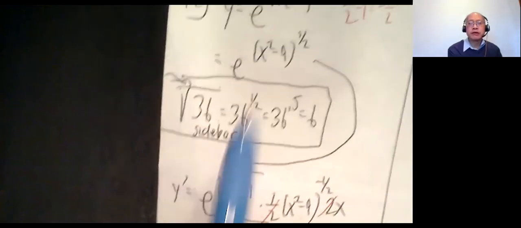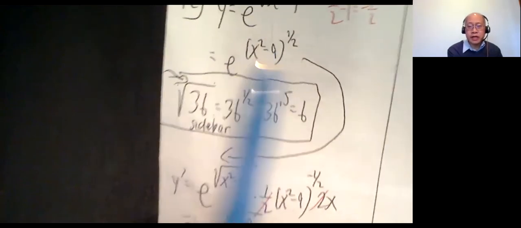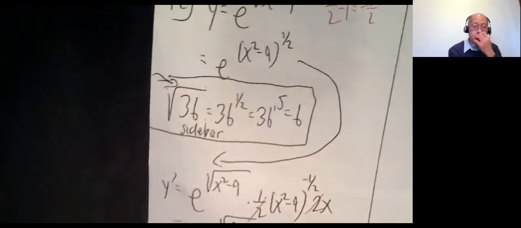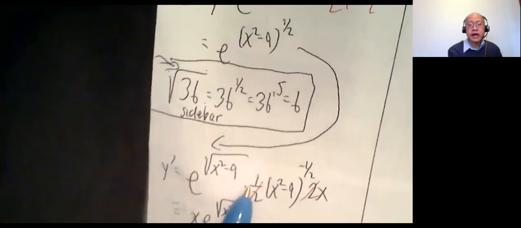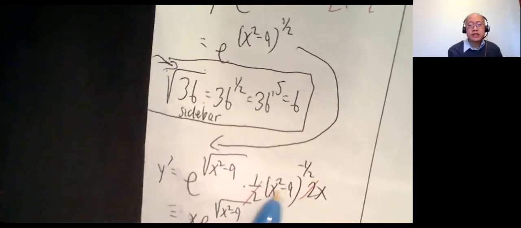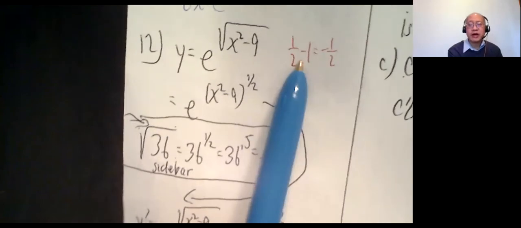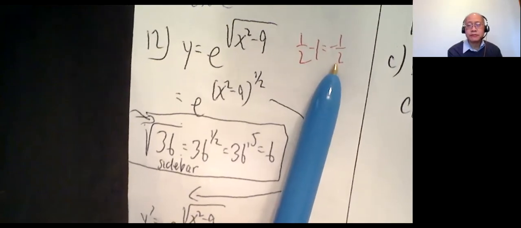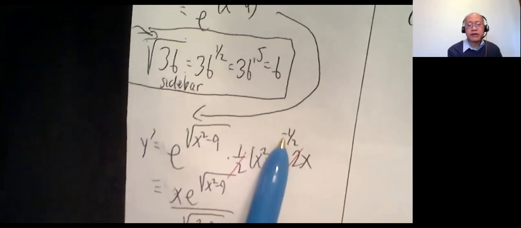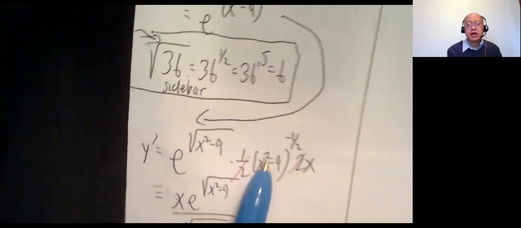Now, times the derivative of the exponent. That's where I have to pretend it's x squared minus 9 to the 1/2 power. Okay, so here we go. 1/2 times x squared minus 9 to the 1/2 minus 1. 1/2 minus 1 is negative 1/2. Right? So to the negative 1/2. And then by the chain rule, times the derivative of the inside, which is 2x.